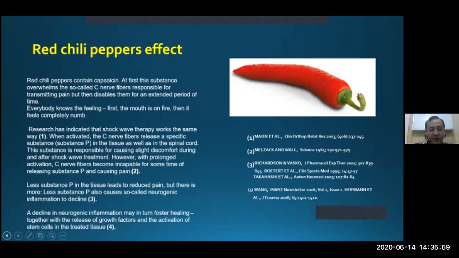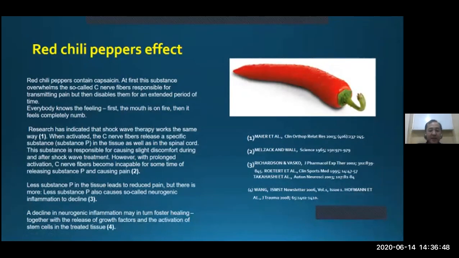However, with prolonged activation of the C fibers, they become incapable for some time of releasing substance P and causing pain. So with continuing treatment with shockwave, C fibers will not produce substance P, and the pain will decrease as well. Less substance P in the tissue leads to reduced pain, but there is more. Less substance P also causes so-called neurogenic inflammation to decline. Substance P causes neurogenic inflammation. Decreasing substance P means decreasing pain and decreasing neurogenic inflammation. Decreasing neurogenic inflammation may in turn foster healing, together with the release of growth factors and activation of stem cells in the treated tissue. This is the red chili pepper effect of shockwave.